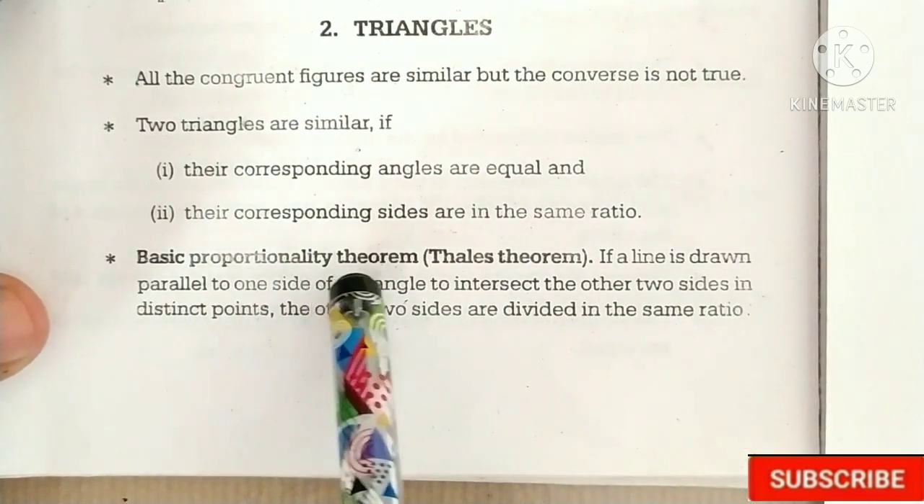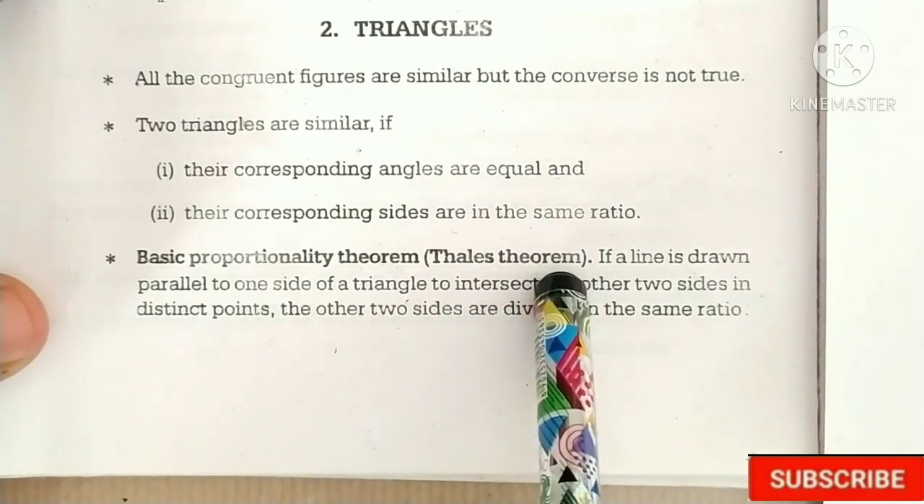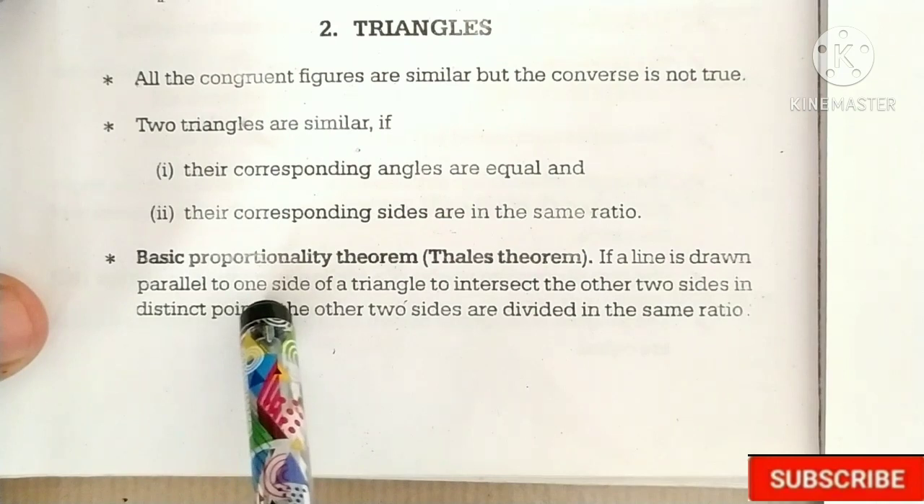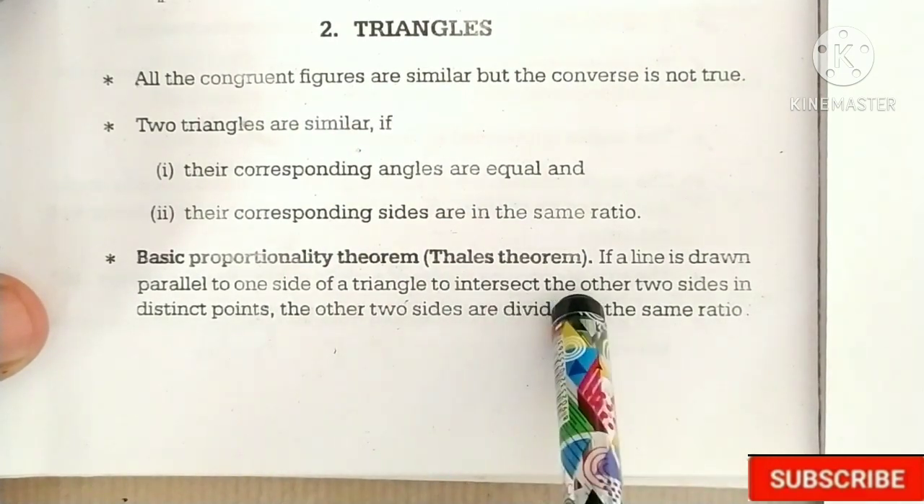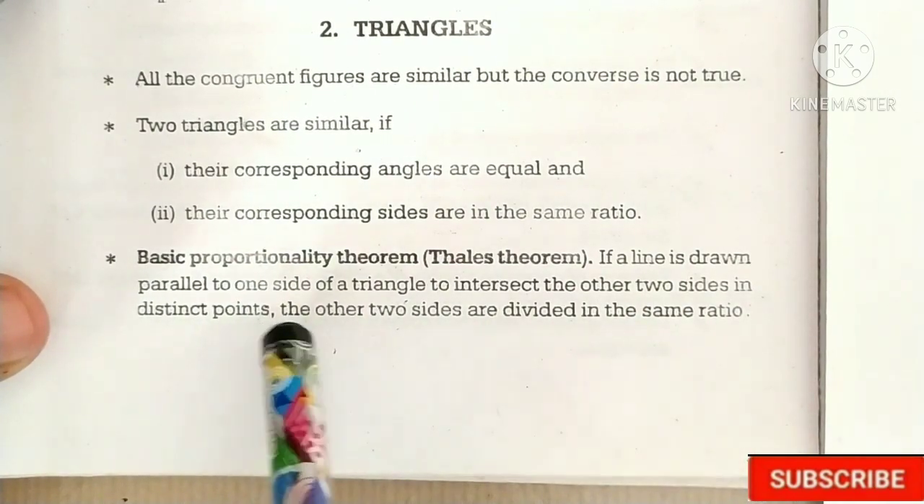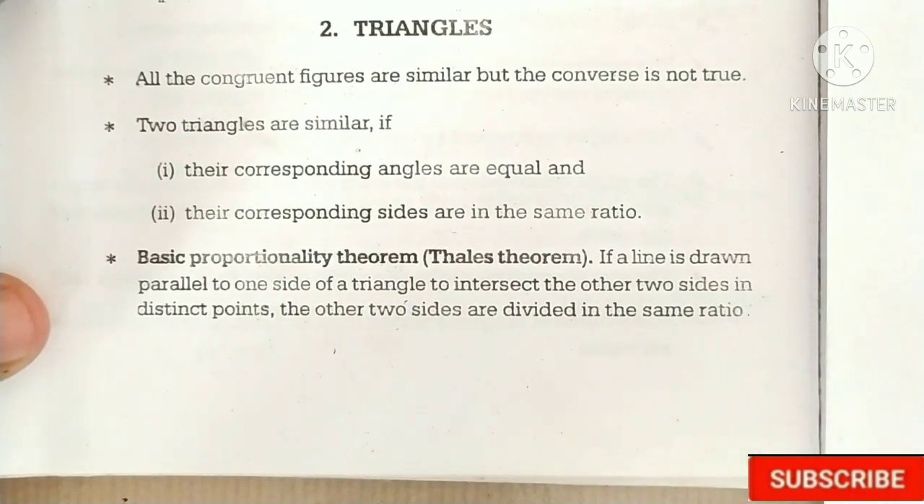Basic proportionality theorem, or we can call it Thales theorem. If a line is drawn parallel to one side of a triangle to intersect the other two sides in distinct points, the other two sides are divided in the same ratio.